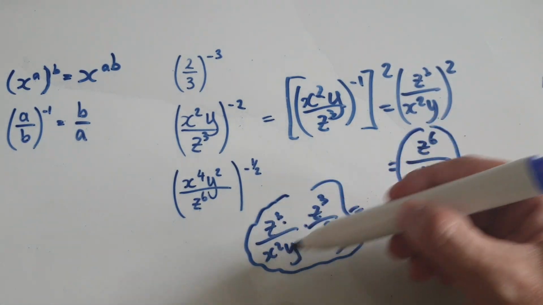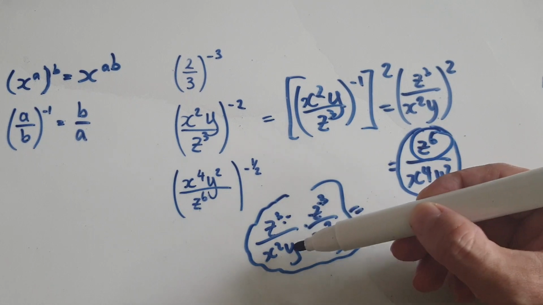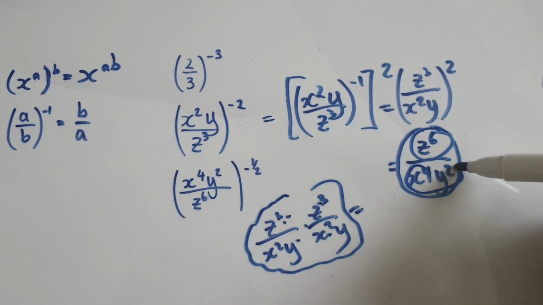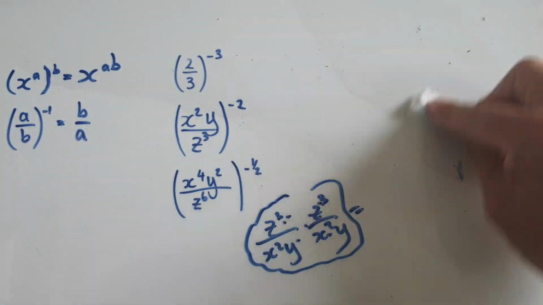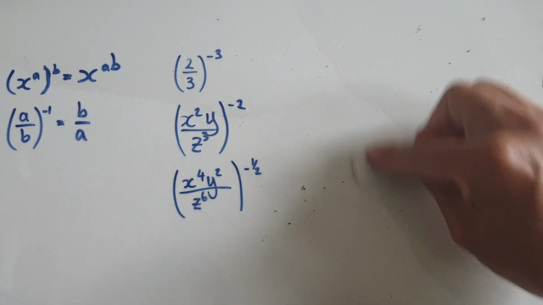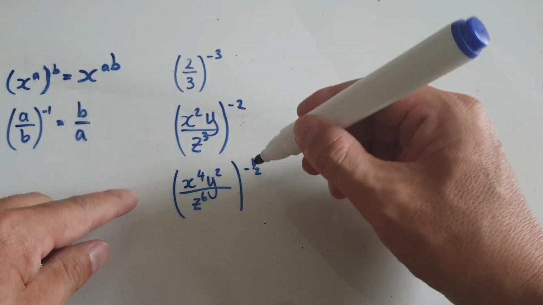Okay? So you don't actually write this down. You visualize it in your mind. So it's top times top, which will then give you this. Bottom times bottom, which will then give you this. Okay? So this is your final answer for the second one. And for the third one, extract the negative 1 from this.